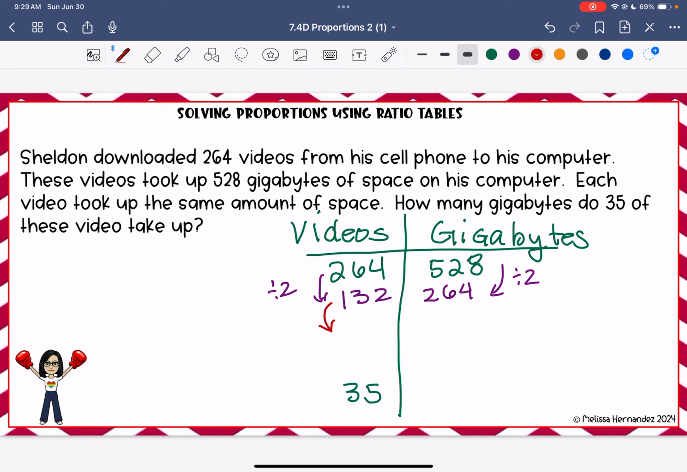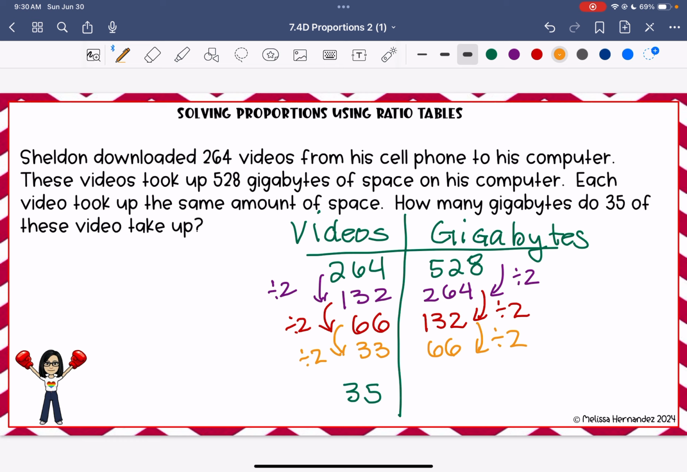Half of 132 is going to give me 66. And then we're also going to divide 264 by 2, and that's going to give me 132. I'm still not at 35, so I'm going to go again. Half of 66 is going to give me 33, and then half of 132 is going to give me 66. Now, I only want to get up to 35.